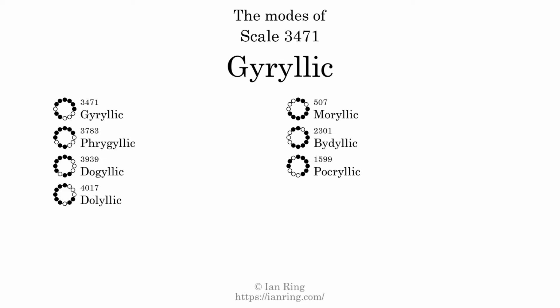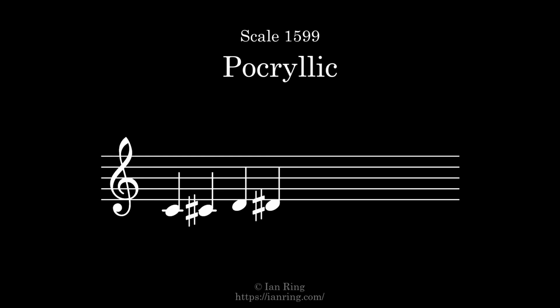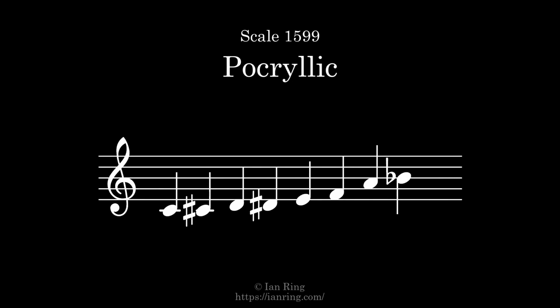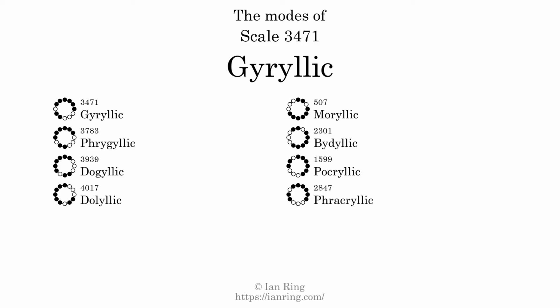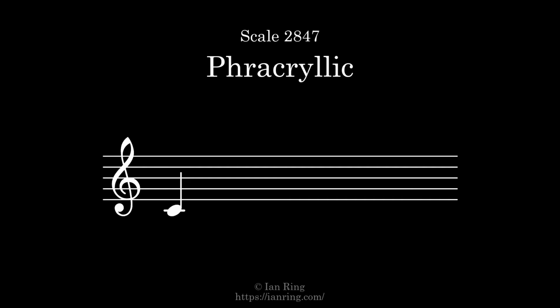The seventh mode is scale 1599, also known as Gyryllic. It sounds like this. The eighth and last mode is scale 2847, also known as Gyryllic. It sounds like this.